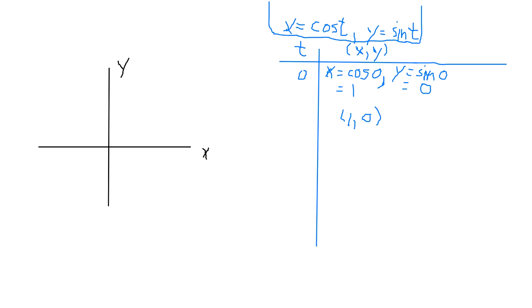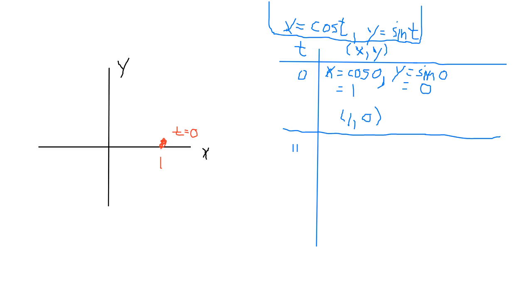And so what I do is on my picture here, if this is 1 here, I'll put a point there. And that point corresponds to t equals 0. So what we're going to do is vary t, let t take on different values. And when we do that, we're going to generate different coordinates.